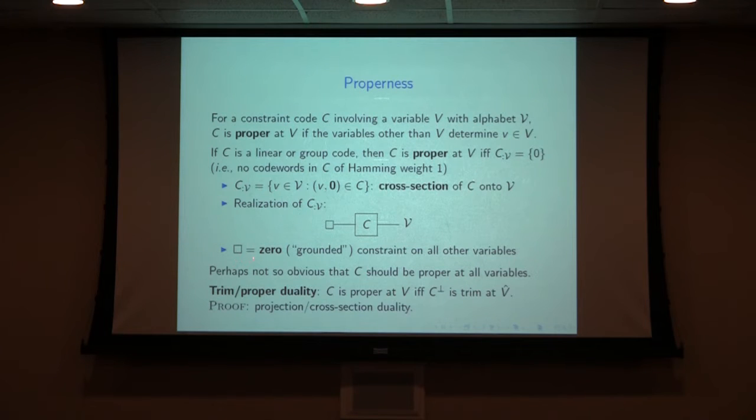So at first glance, I don't think it's so obvious that C should be proper at all variables, but there's a very nice duality theory in this subject, where one of the easy results is that a constraint code is proper at a certain variable if its dual code is trim at the corresponding variable, which suggests that properness is as basic as trimness. So what is the definition of duality here? Well, this is based on projection cross-section duality, which is a basic duality principle. What is the duality in the group case? Same thing.